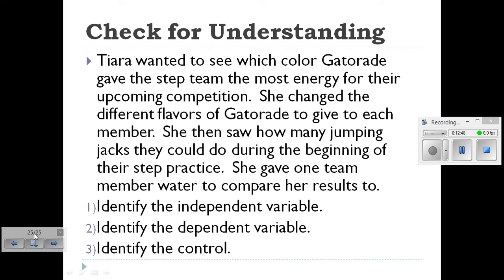Remember, the independent variable changes. The dependent variable is what is impacted because of that change. And the control variable is the thing that is compared. That completes our presentation on control variables.